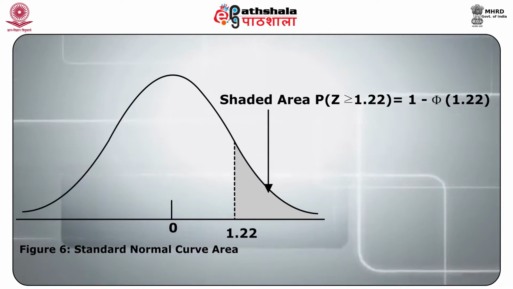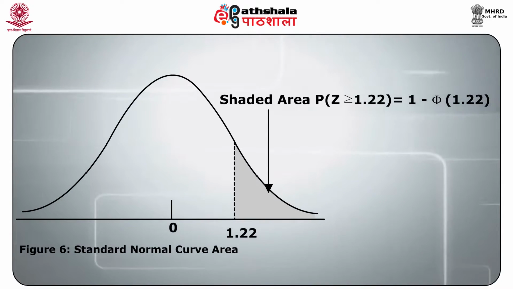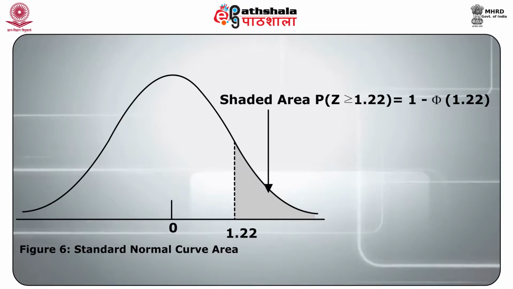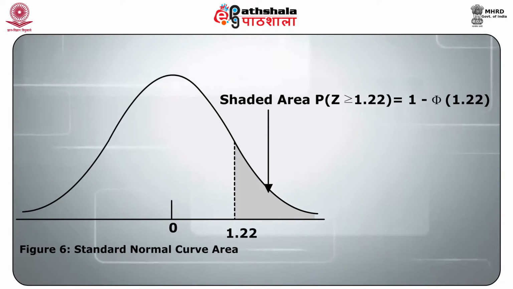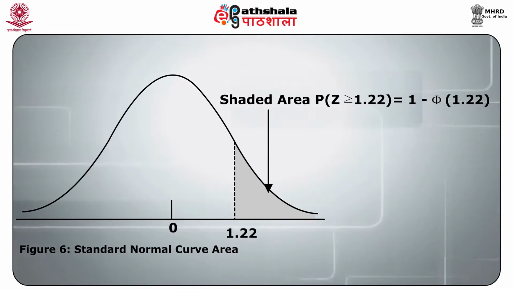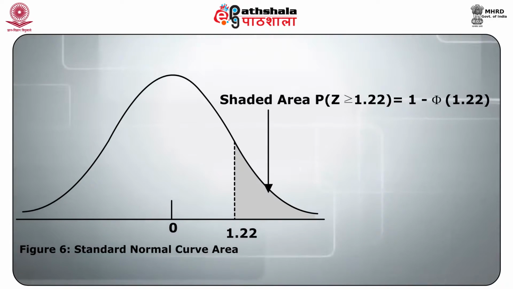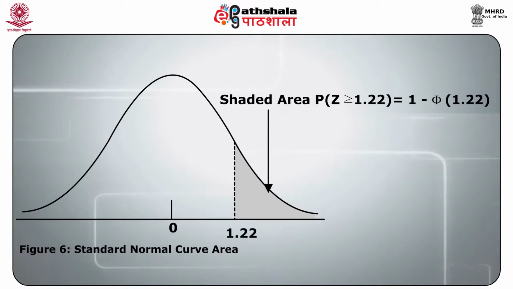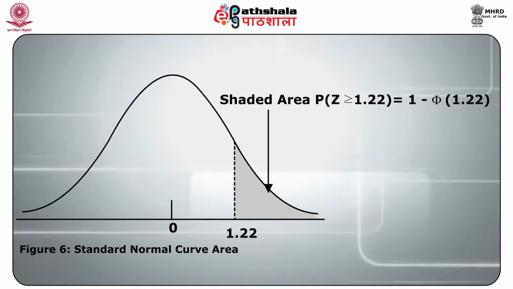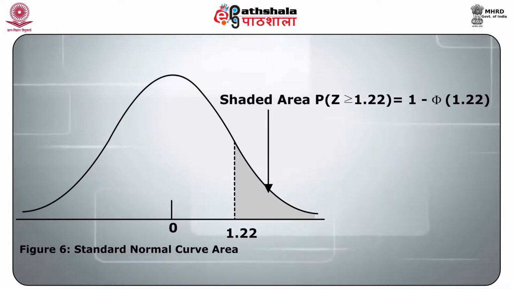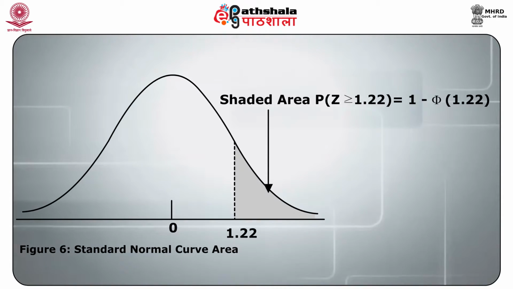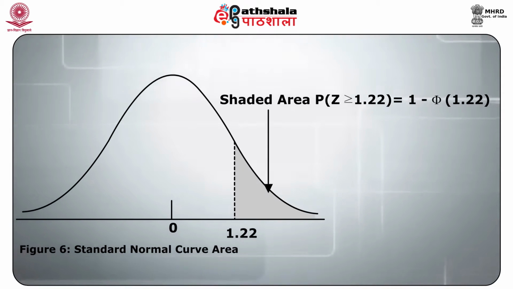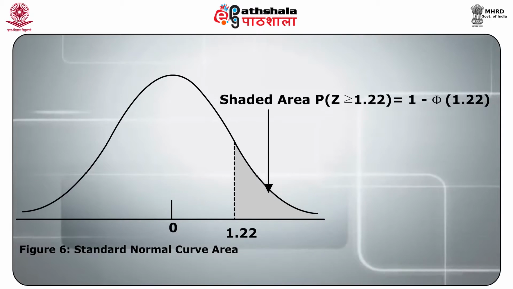Also, since it is a symmetrical curve, the probability of z greater than or equal to 1.22 is equal to the probability of z less than or equal to minus 1.22. That is, the area to the right of 1.22 is the same as the area to the left of minus 1.22. The intersection of the minus 1.2 row and the 0.02 column in the table gives 0.1112, which is the same as obtained above.